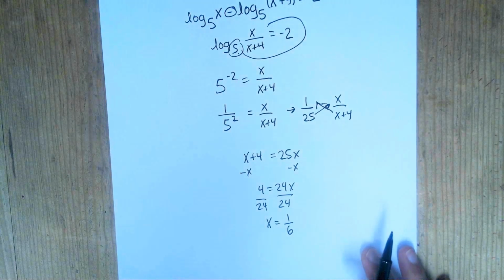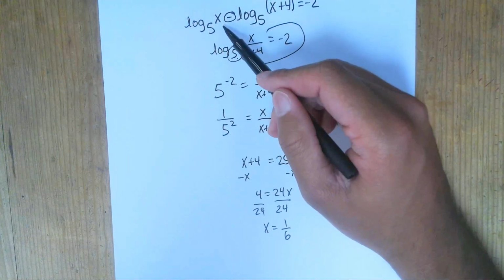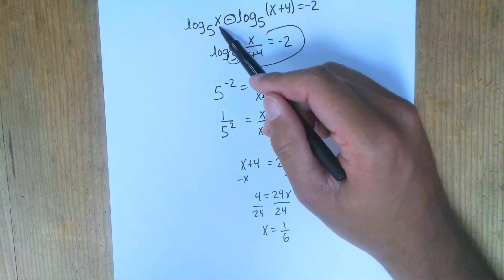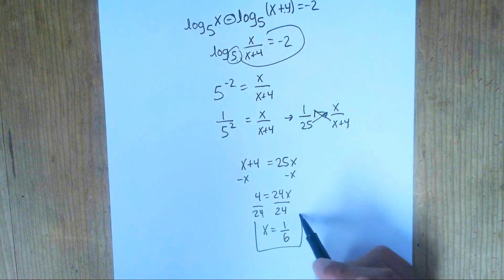Then that's your solution. Well, let's make sure. Take 1/6, plug it into here, because you can't have a negative once again. That's a positive, good. 1/6 into here, 1/6 plus 4, still a positive. So this checks out, and that's your answer.